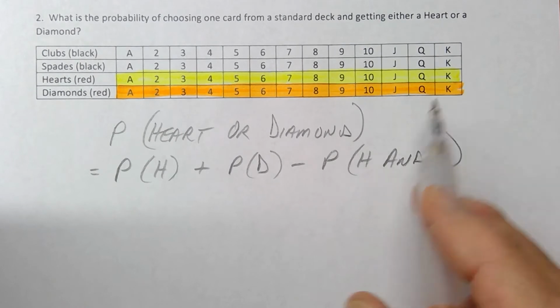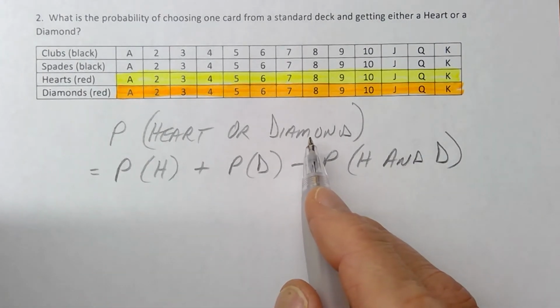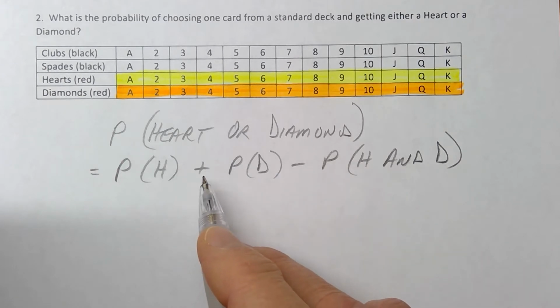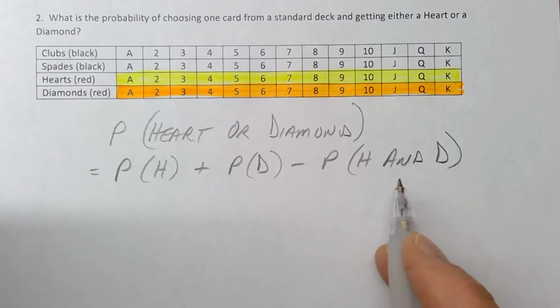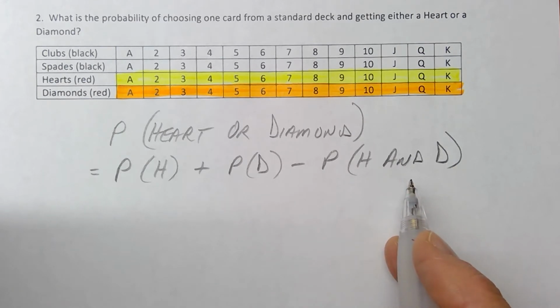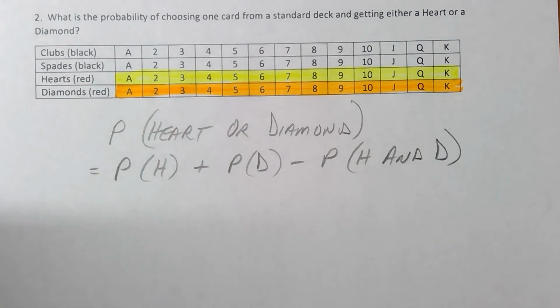So let's go through our probabilities here. The probability of heart or diamonds, that's what they want. I'm going to use the addition rule: the probability of hearts plus the probability of diamonds minus anybody we accidentally counted twice. The probability of hearts: there are 13 of them out of 52.